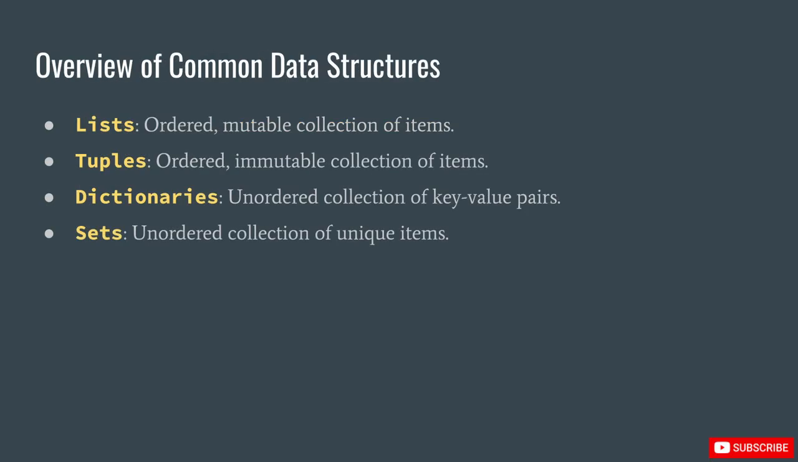Lists are ordered and mutable collections of items. Tuples are similar but immutable, meaning their content can't be changed. Dictionaries store key-value pairs in an unordered fashion, allowing fast lookups by key. Finally, sets are unordered collections that only store unique items, making them ideal for removing duplicates.